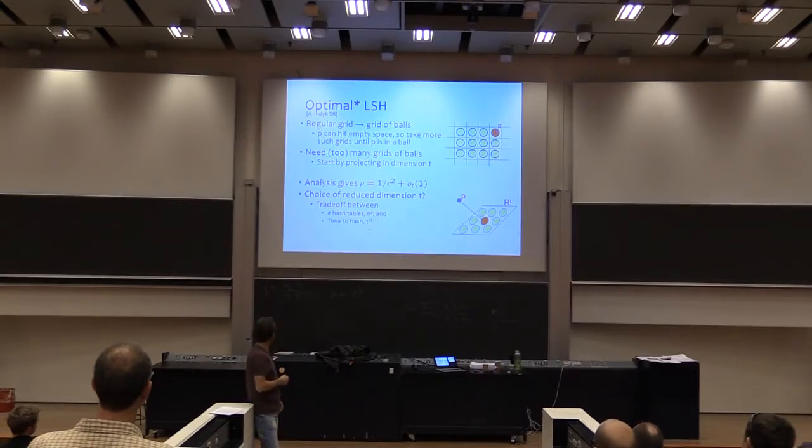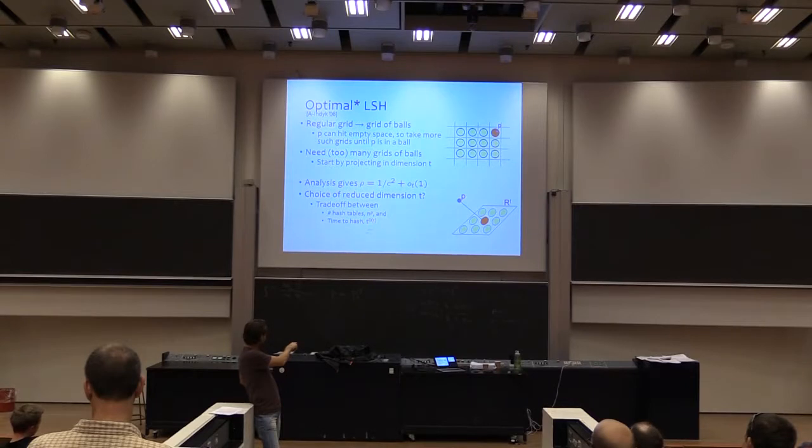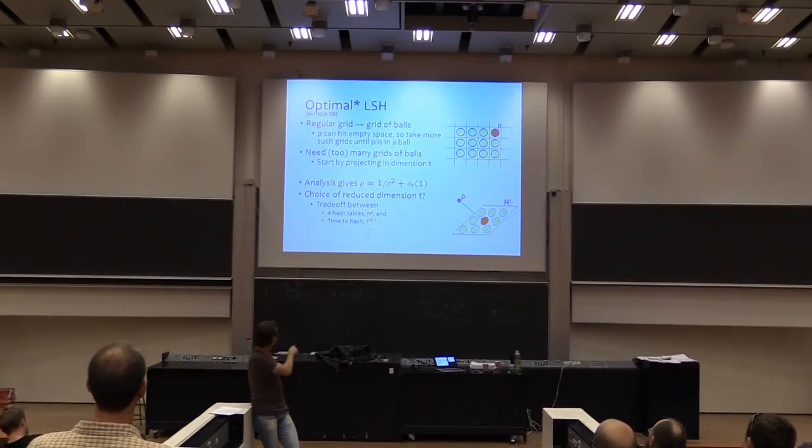And the other is time to hash. At the moment at least, there is no better way to hash than essentially to iterate through all these grids of balls and find the first grid of balls that captures my point p. And the number of grids to cover the entire space is exponential in this dimension t. So the time to hash will be the number of these grids, which is t to the power order t. This is the number of grids that we need to throw to cover the space. Okay, and you choose some t that optimizes this.